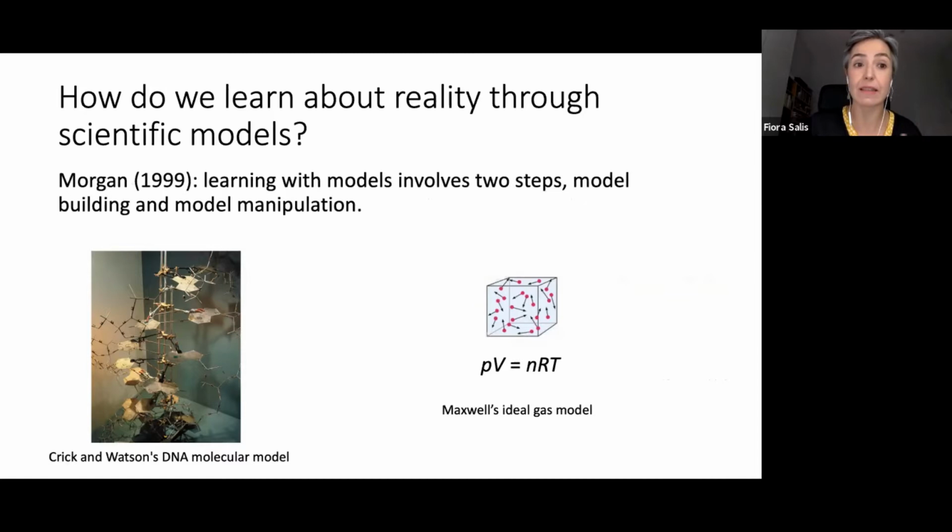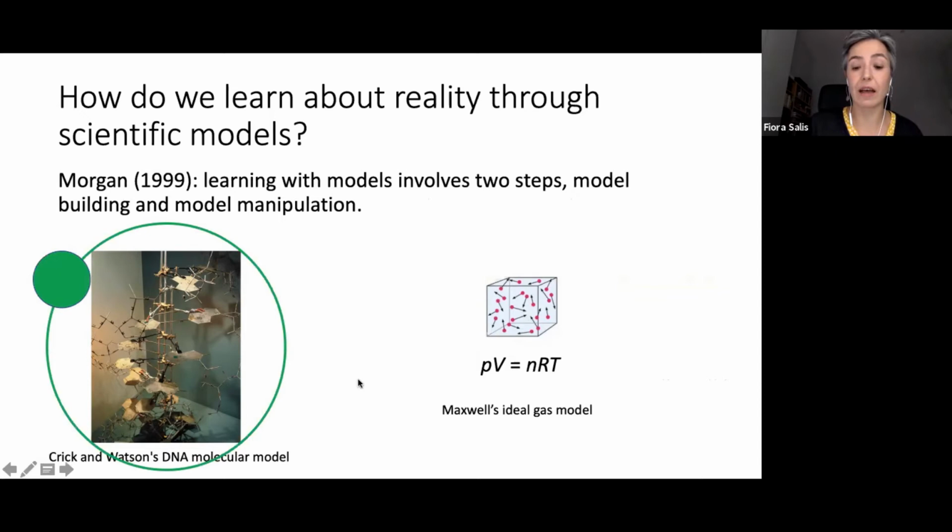Mary Morgan originally introduced the idea that learning with models involves two steps, model building and model manipulation. In the case of material models, this seems to be unproblematic. Material models are used in experimental settings, and the questions that they raise with respect to their epistemology and how we learn with them have nothing special to do with the models. They are just general questions raised by our epistemology of experiments. So nothing special about the models themselves, but rather about the experiments. This is unproblematic from the point of view of modeling.